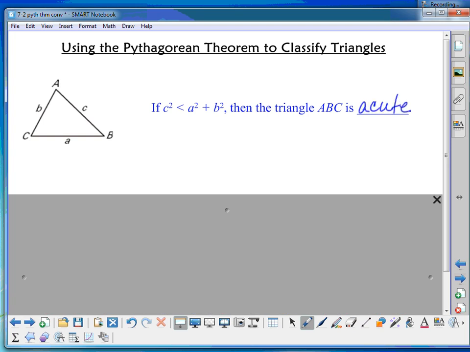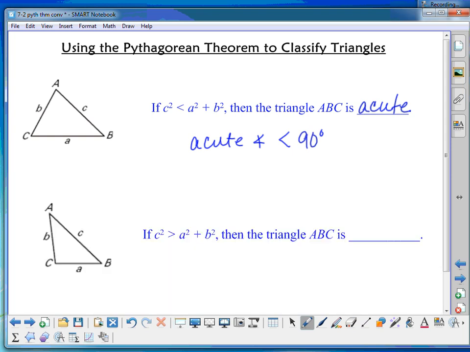And if you think about it, an acute angle is going to be less than 90 degrees. So as long as you always set it up with c squared on the left, it's going to make sense. Acute angles are smaller and obtuse angles are larger. So if c squared is greater than a squared plus b squared, then I know triangle ABC is obtuse. And again, whenever you have an obtuse angle, it is greater than 90 degrees.